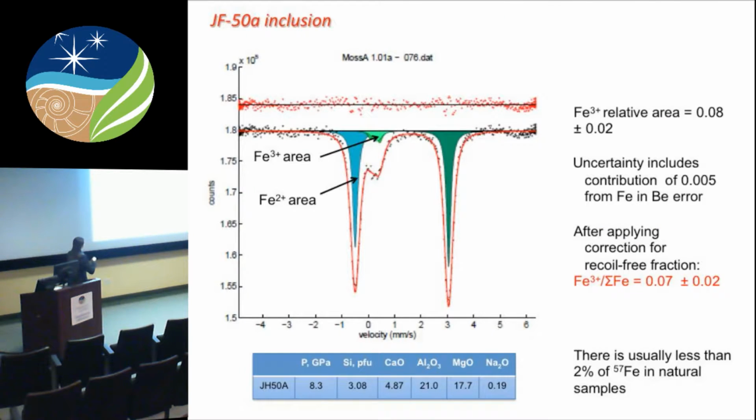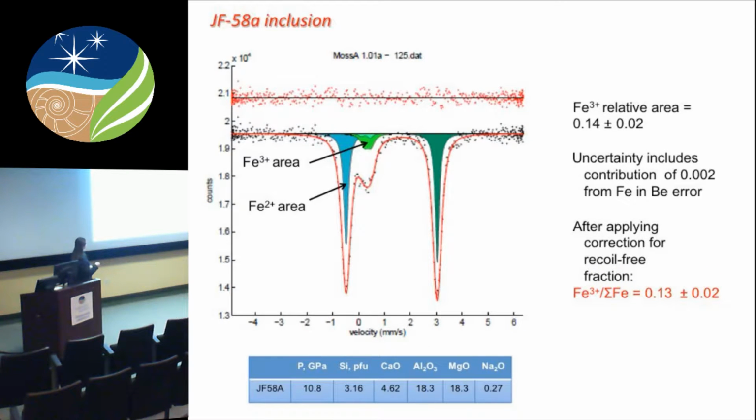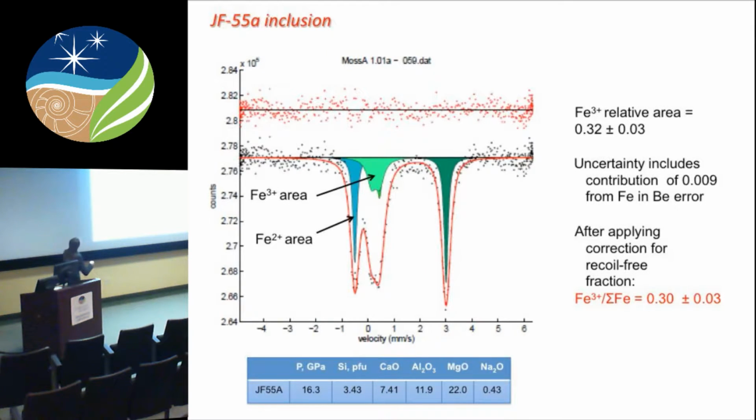So the bigger this doublet of ferric iron is, the more ferric iron is in the sample. So this is our Fe2+ area, Fe3+ area, and for the inclusion at 8 GPa, we get about 7% of ferric over total iron. Once we increase the pressure to about 11 GPa, you can see that the doublet is slightly bigger. It's 13% ferric iron over total iron. Another one shows 16 GPa, it's 30% ferric, and you can see how big the doublet is.